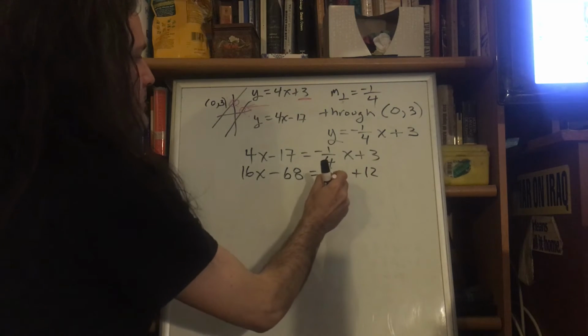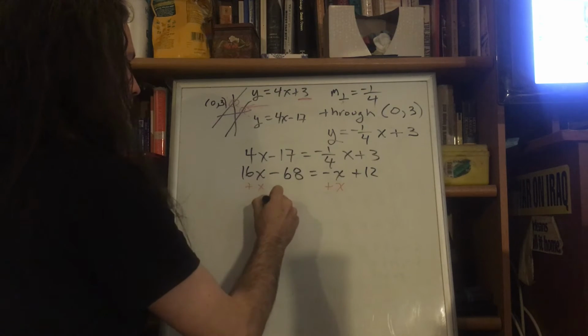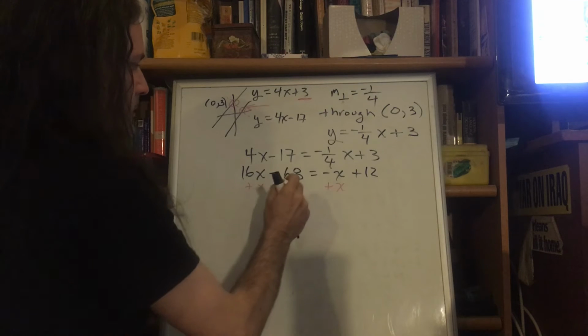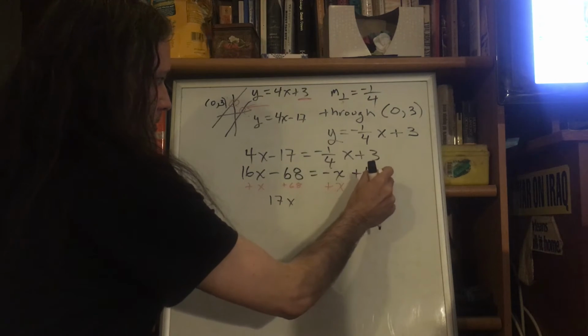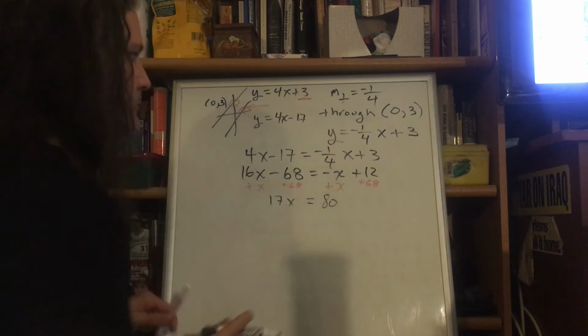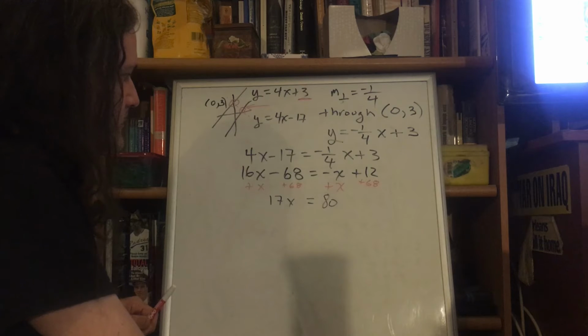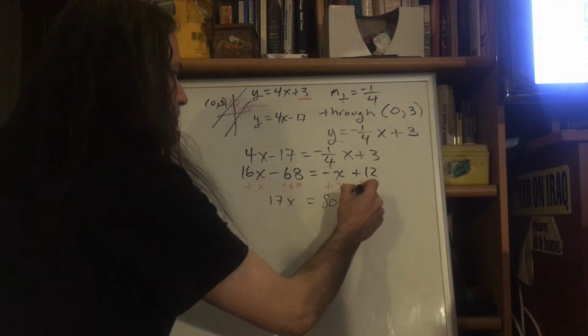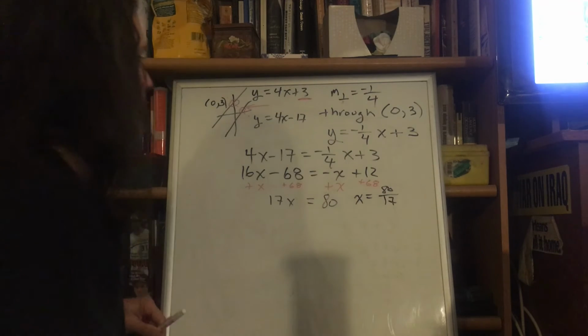Okay, so I'm going to add x to both sides. And then I'm going to add 68 to both sides. And we get this. And then it's a good idea to double check because, you know, anybody can do something stupid. I'm not seeing a mistake. Okay, so then x equals 80 over 17.